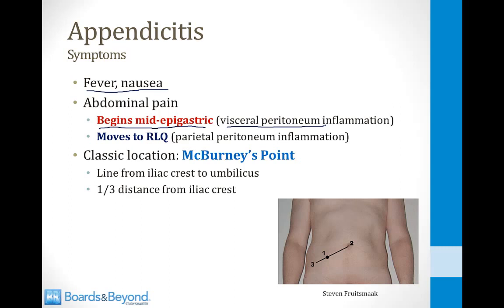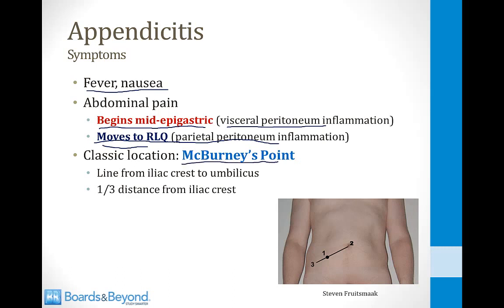As the appendicitis progresses, the parietal peritoneum will begin to become inflamed. This is innervated by the somatic nervous system, which is much more well-localizing. Therefore, the pain will move to the right lower quadrant, which is where the appendix sits. The classic location to find the pain once it's moved to the right lower quadrant is somewhere called McBurney's point.